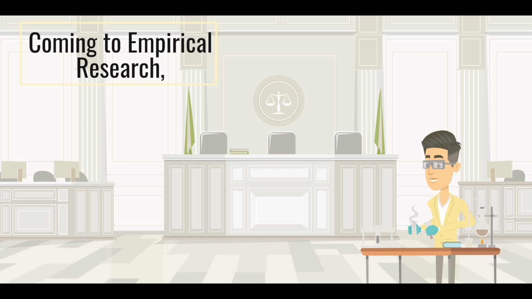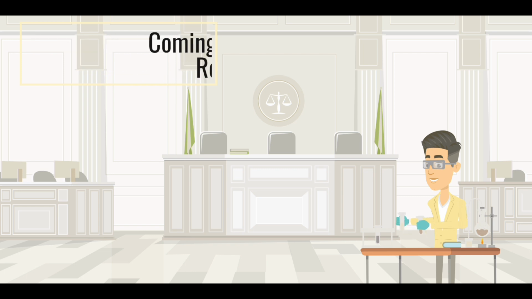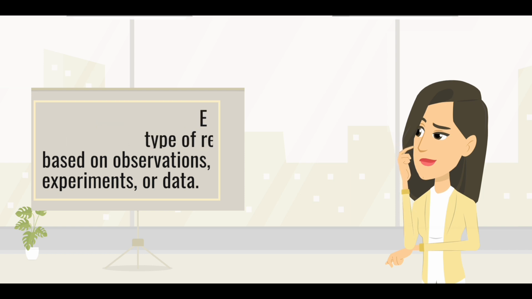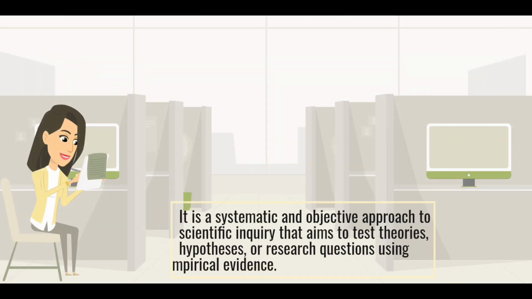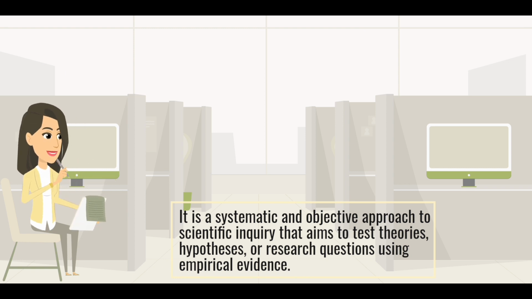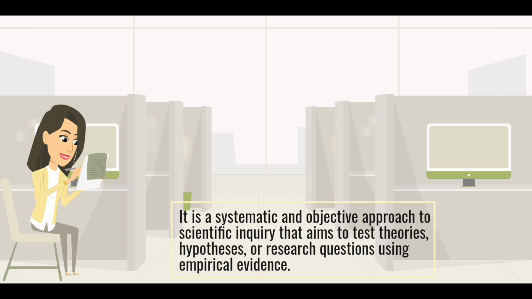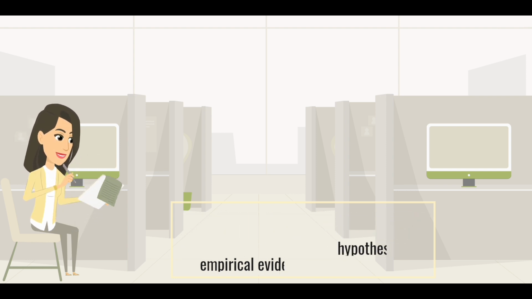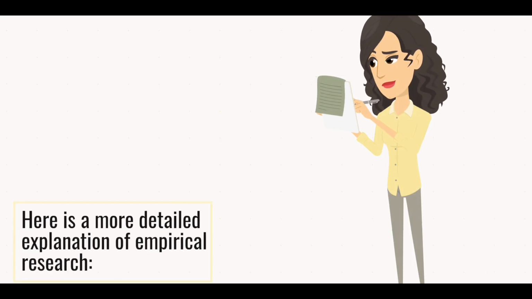Coming to empirical research. Empirical research is a type of research that is based on observations, experiments, or data. It is a systematic and objective approach to scientific inquiry that aims to test theories, hypotheses, or research questions using empirical evidence. Here is a more detailed explanation of empirical research.